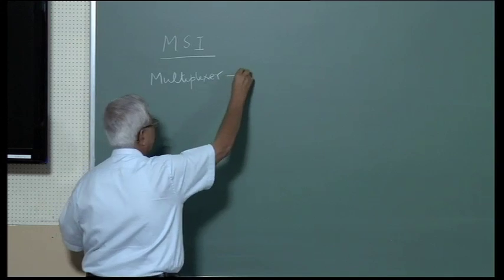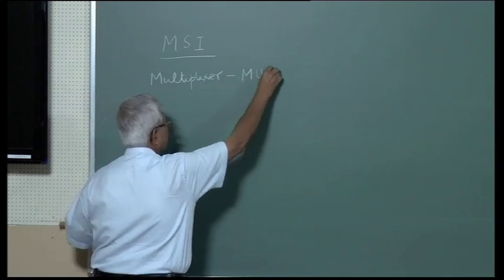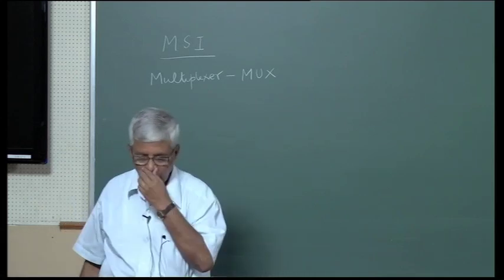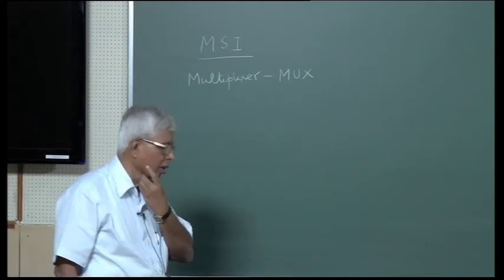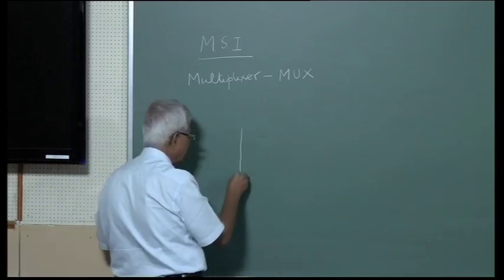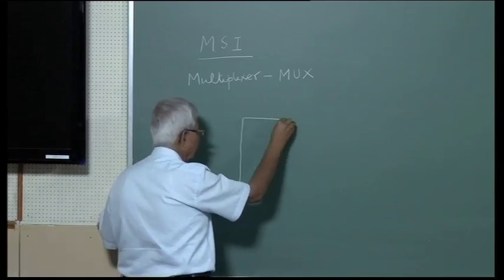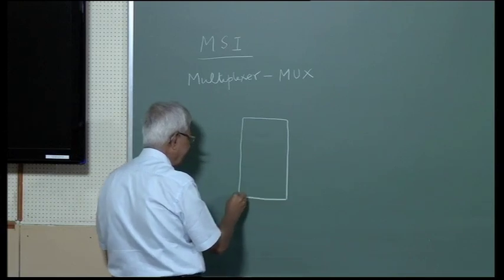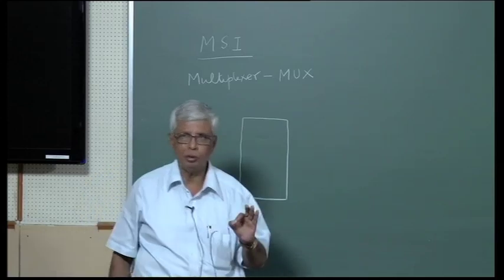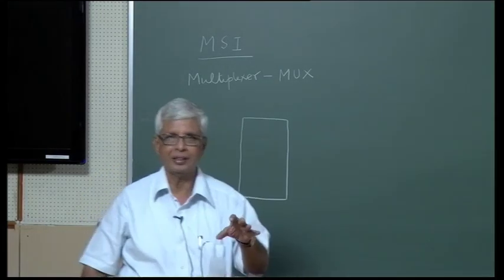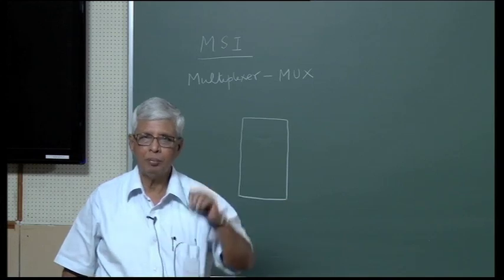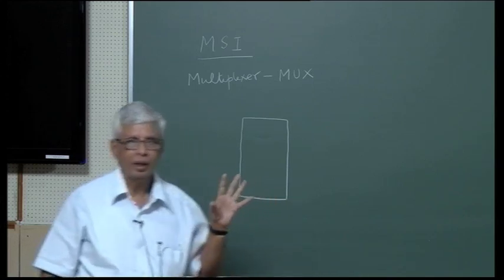Sometimes it is called MUX. MUX is multiplexer. Now, what does it contain? It contains several inputs. When you come to MSI, LSI and all that, you drop your gate symbols. Up till now, we have been drawing gate symbols in all the circuits we drew. From now on, we will not do that. It is a black box.